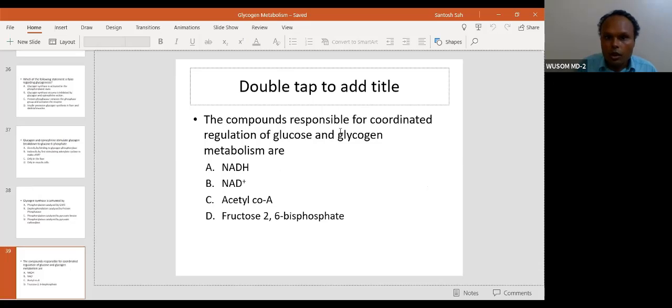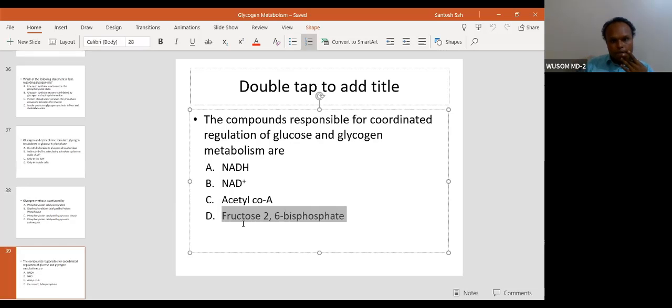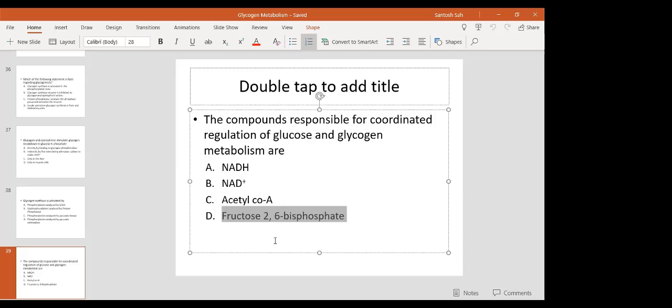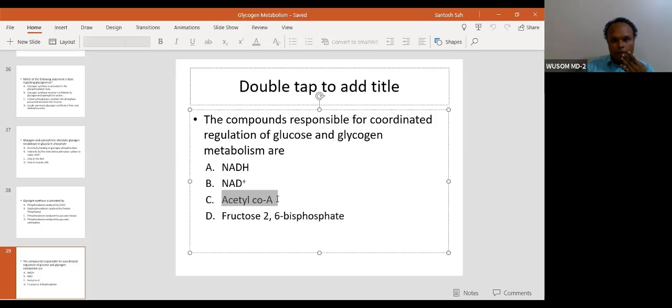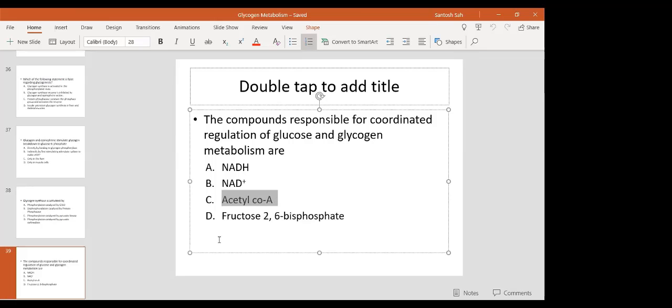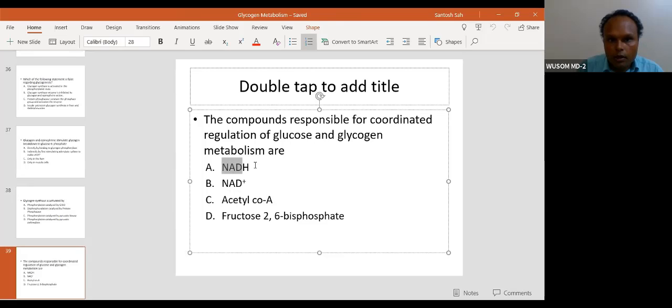And then the compounds responsible for coordinated regulation of glucose and glycogen metabolism are this. You mean this? Yes. What about this? TCA. And this also. See the compounds.